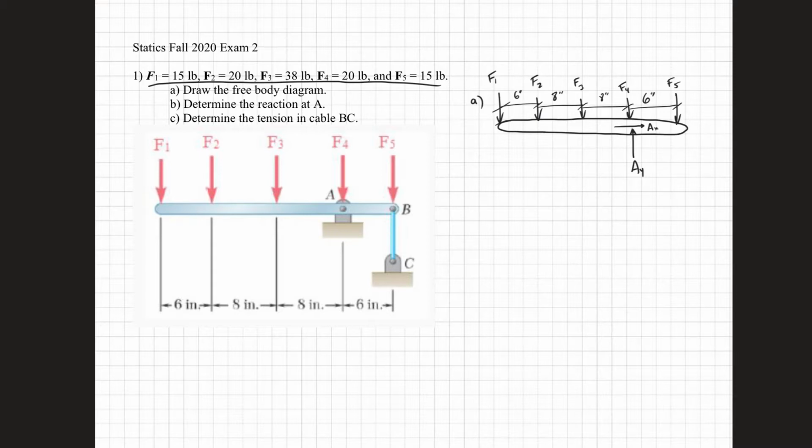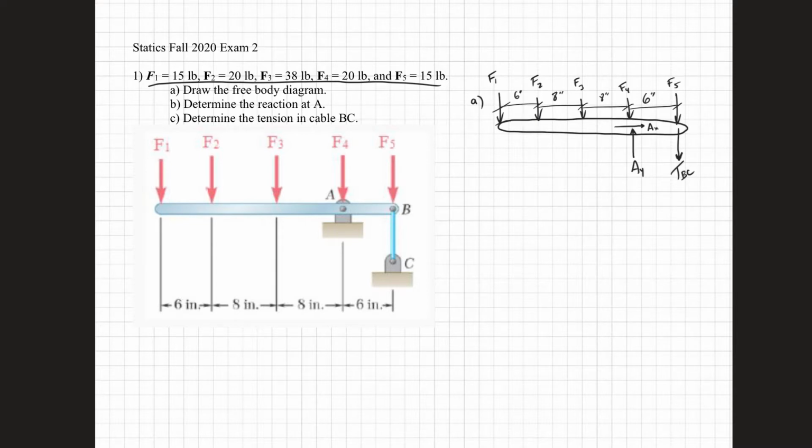And then at B, there's a cable. The interesting thing about a cable, of course, is that a cable is only capable of pulling. You can't push with a rope or a cable, right? It's just going to bend. So we know that it's in the negative direction, so we will draw it as such. And tension in cable BC, so we'll call that TBC, tension BC.